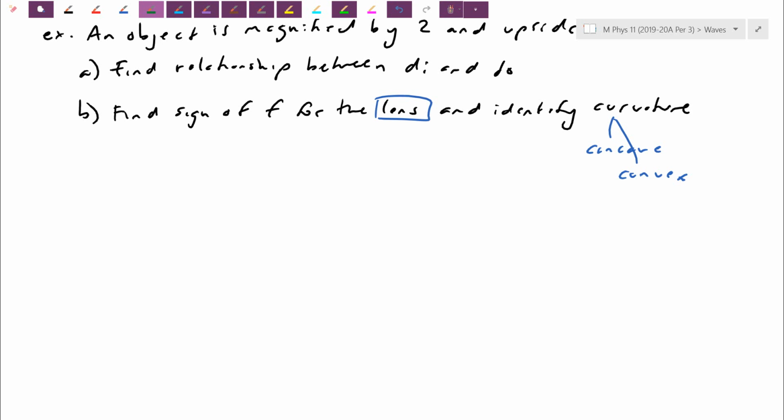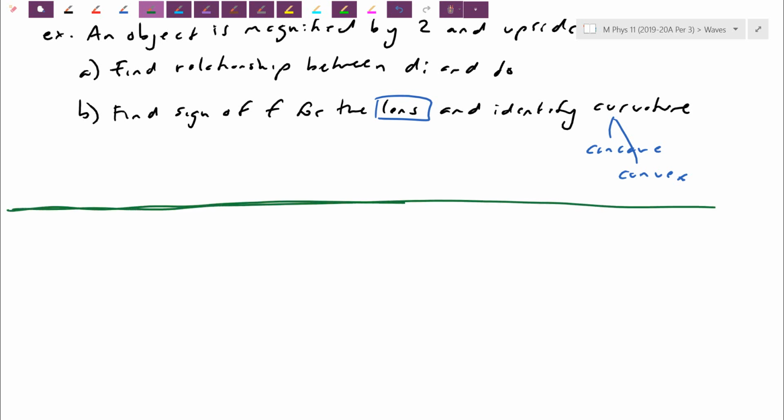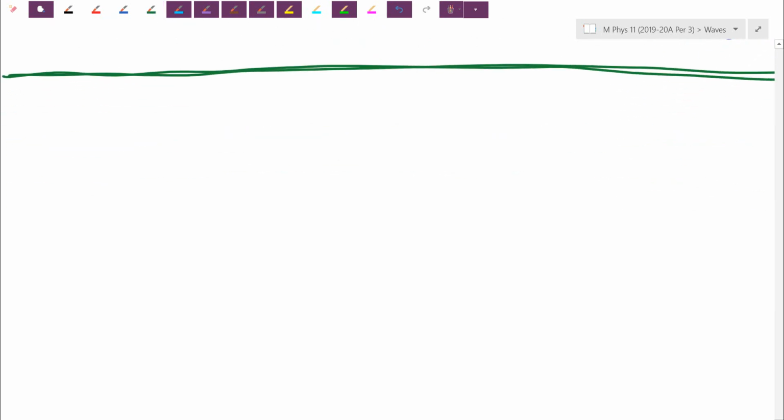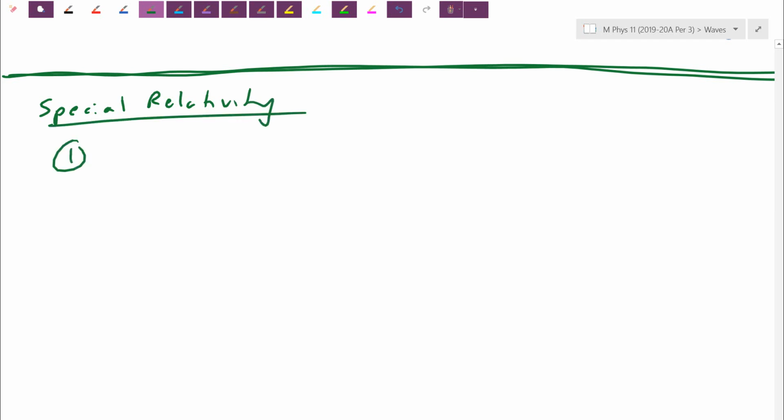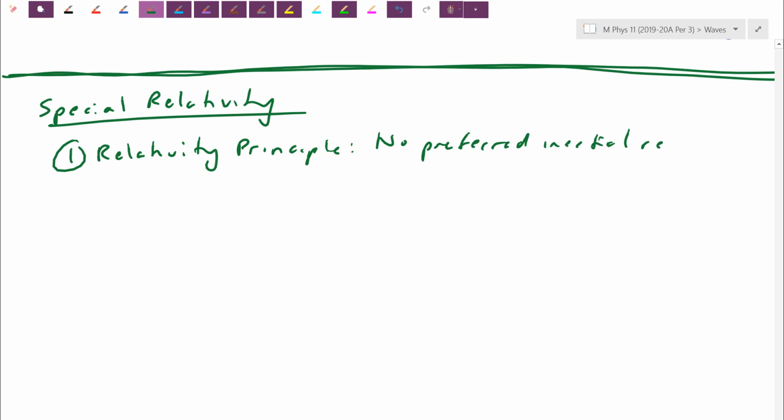Lastly here, we did this small section on special relativity and radioactivity. The most important thing from special relativity are those postulates. So what are the things that Einstein assumed for special relativity? The 2 postulates were, first, a relativity principle. When we start traveling at relativistic speeds, there is no preferred inertial reference frame. All the physical laws stay the same. Physics stays the same.